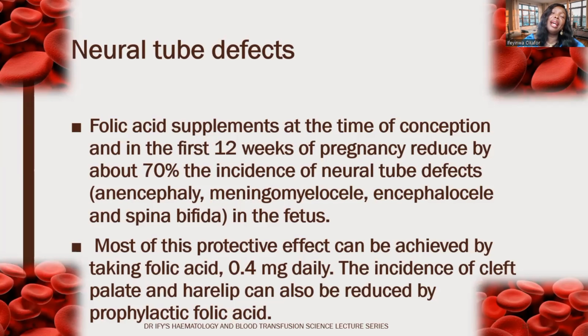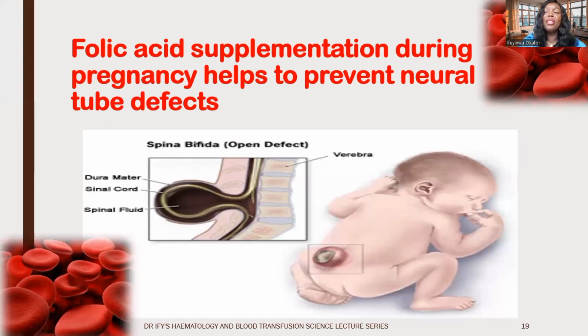So what are we saying? We are saying that the incidence of neural tube defect can be reduced by 70% by taking prophylactic folic acid and, by extension, vitamin B12 before conception, and most importantly, during the first trimester of pregnancy. Folic acid supplementation during pregnancy helps to prevent what we call neural tube defect or spina bifida.